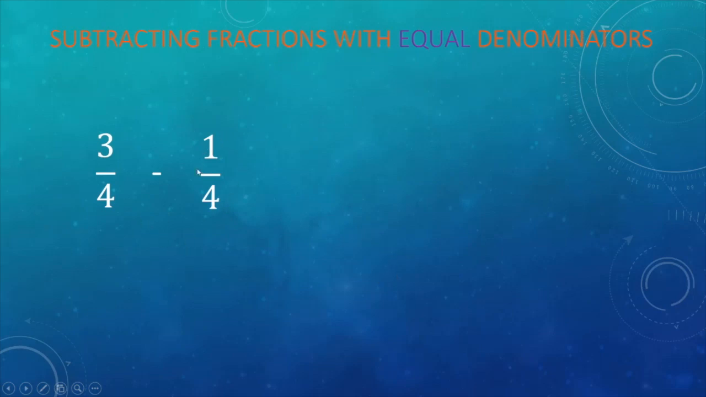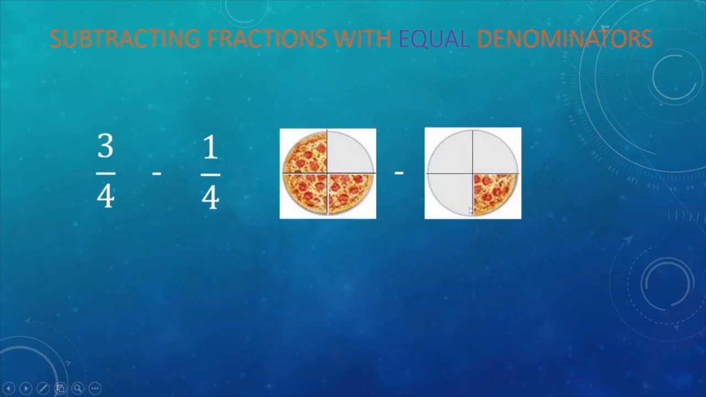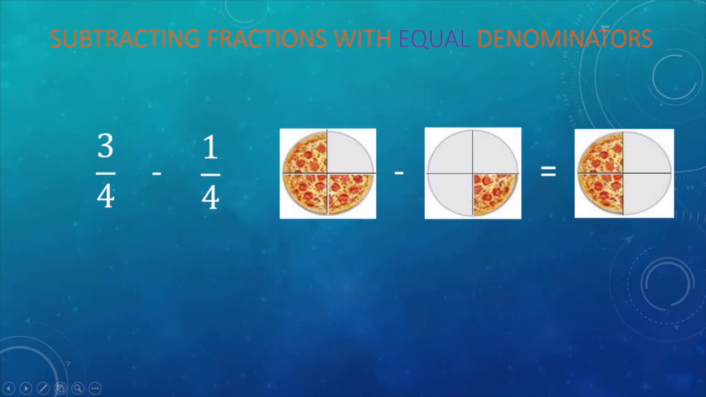Now let's subtract fractions with equal denominators. We need to subtract 1 over 4 from 3 over 4. Let's again look at the diagrams. I have 3 slices of pizza that are divided in 4 equal parts. And now it's lunchtime. So I would like to eat 1 slice of this pizza. Or I will take 1 slice from this plate. If I take this slice from the plate, I will have only 2 slices remaining. But pizza is still divided in 4 equal parts. So we can show it as a fraction, 2 over 4.